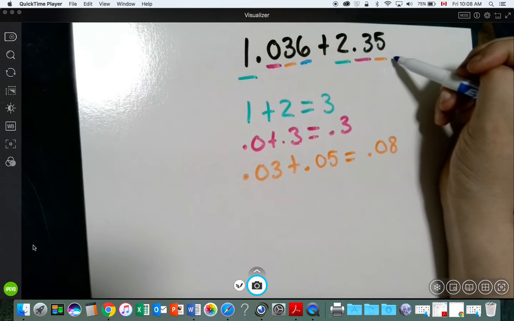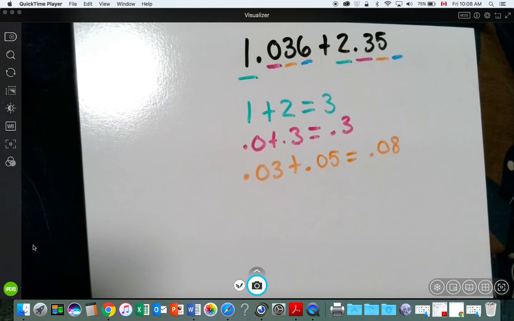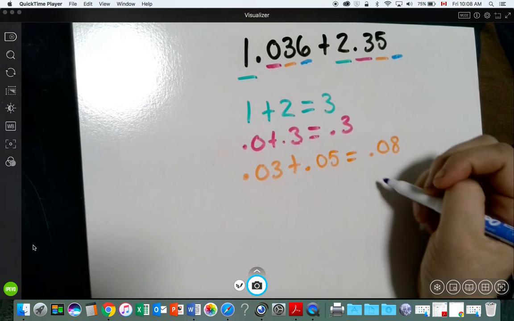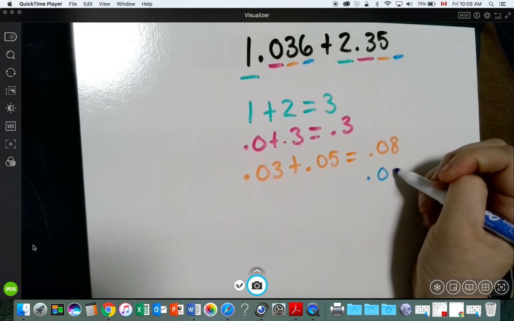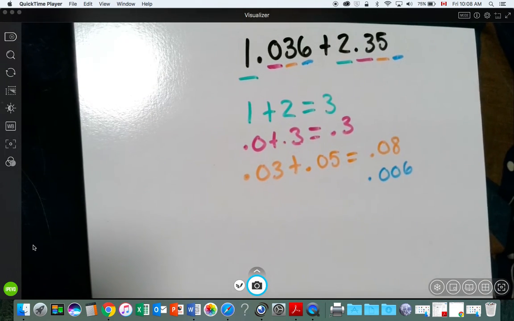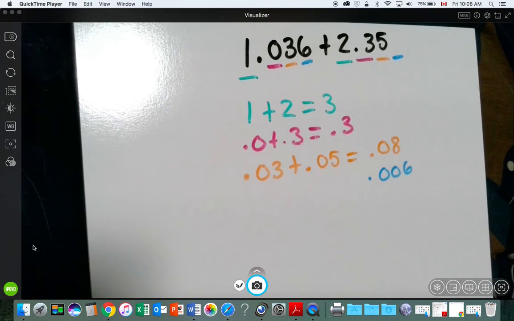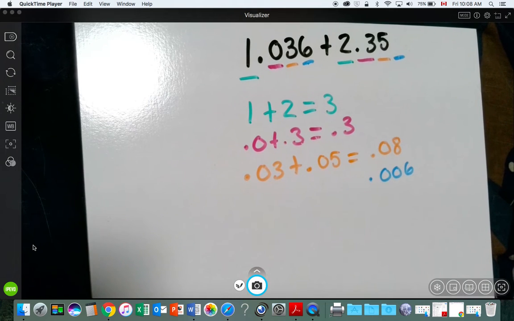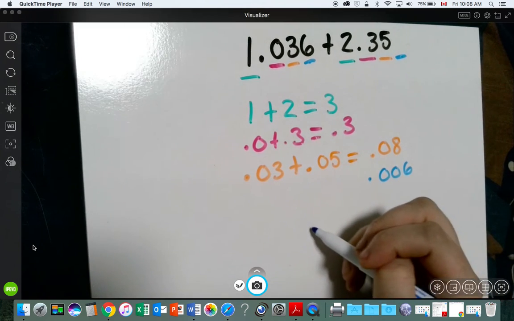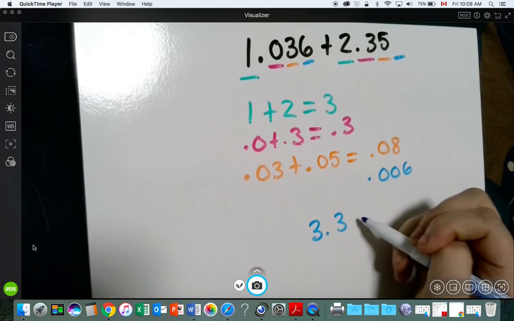And then lastly, we just have the remaining 0.006 because there's nothing here. So we will just add 0.006. So then we take all the numbers here on the equal sides and put them back together. So it gives us 3.387.